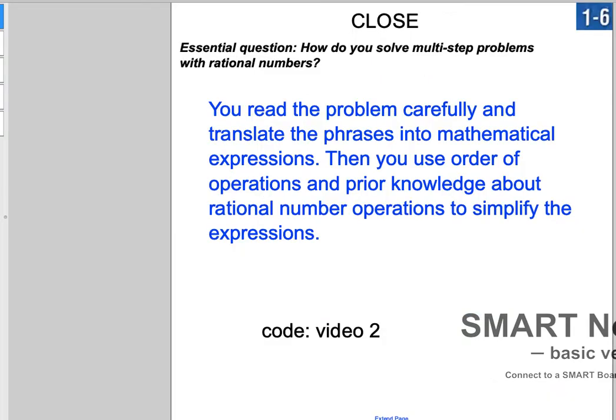So as we close, how do you use, again, multi-step problems with rational numbers? Big part is to read the problem carefully and ask yourself, what is it really asking? Translate the phrases into mathematical expressions. Then you use your knowledge of order of operations to simplify rational numbers.